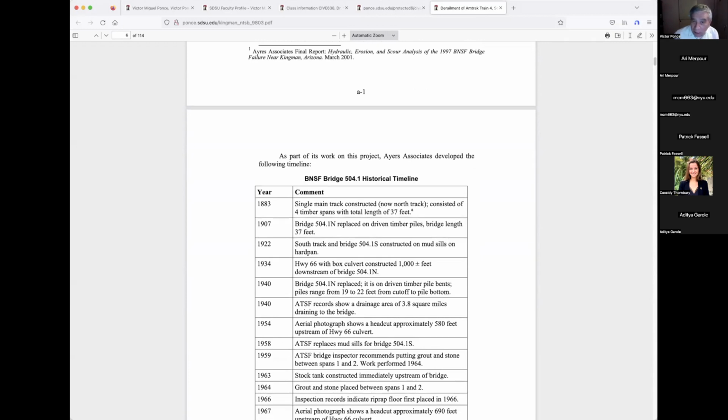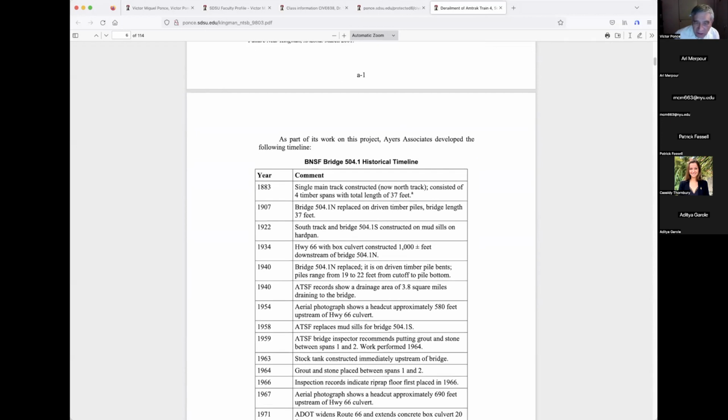The historical timeline is very interesting. Year 1883, that's when this whole thing started. Year 1907, bridge 504.1 north, replaced on driven timber piles. South track constructed on mud sills or on hard pan, 1922. So when this thing failed, it was about 100 years old. Let me repeat that. When this thing failed, it was about 100 years old.